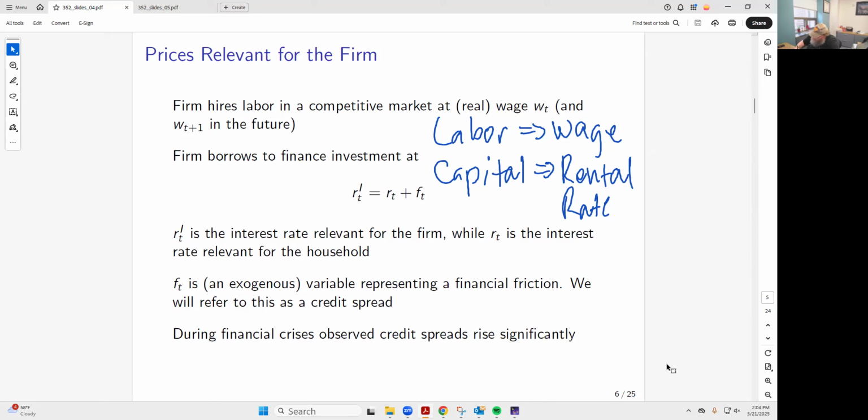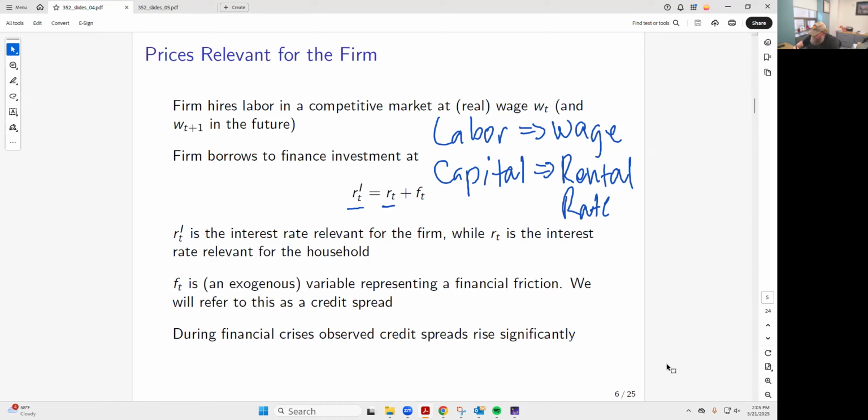And as we said before, firms are going to borrow to finance that investment. And then they pay an interest rate. There are two interest rates. There is the interest rate that is relevant to the firm, so the rate the firm pays for loans. And then there's the interest rate that is relevant to the household. Firms and households may very well face different interest rates. That's something that we should certainly consider.